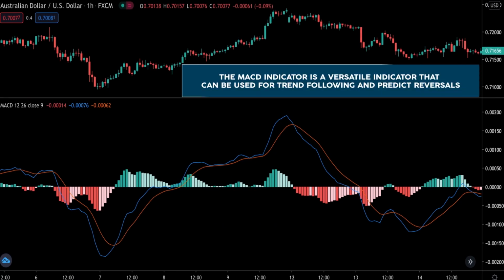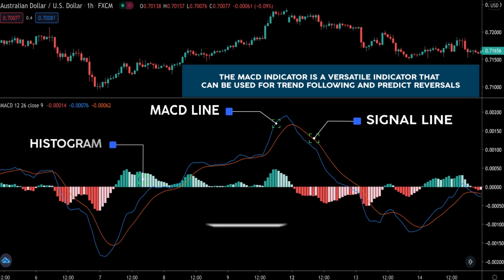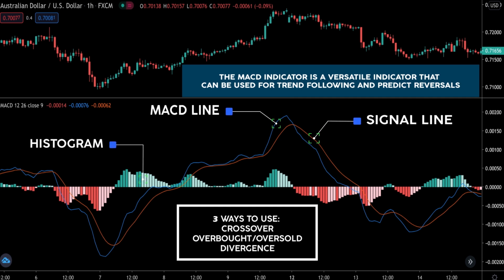To sum up this video, the MACD indicator is a versatile indicator that can be used for trend following and to identify reversals. It consists of the MACD line, the signal line, and the histogram. You can use it in three ways: the crossover, overbought and oversold, and divergence.